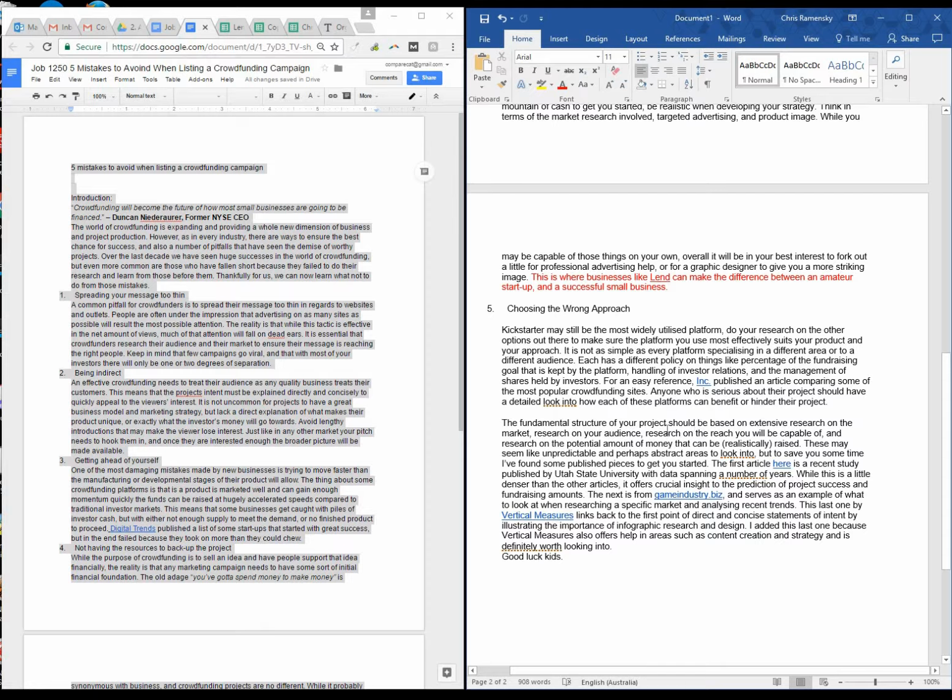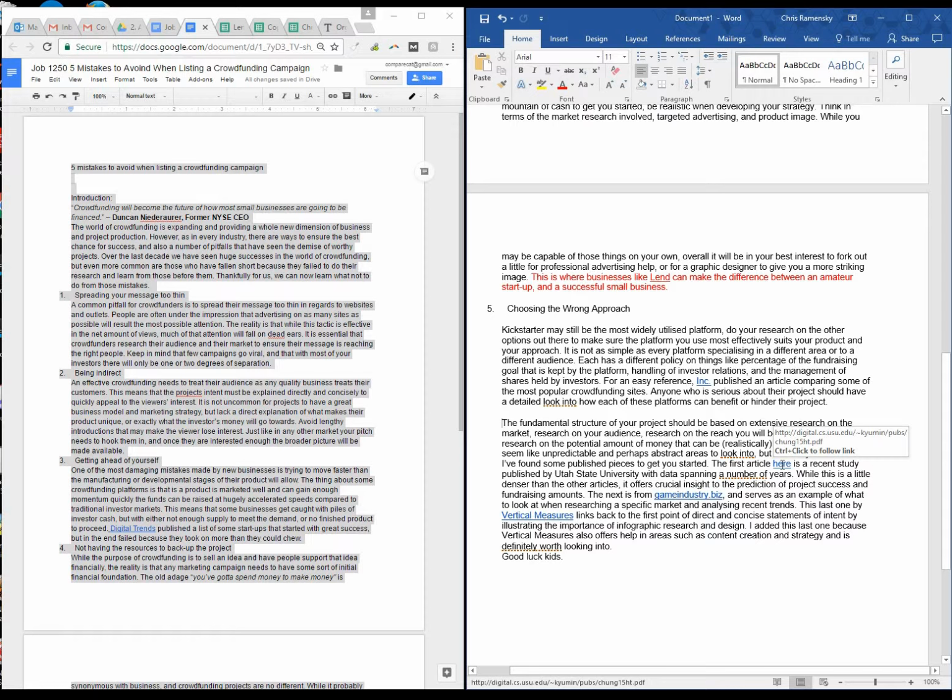The fundamental structure of your project should be based on extensive research on the market, research on your audience, research on the reach you'll be capable of, and research on the potential amount of money that can be realistically raised. These may seem like unpredictable and perhaps abstract areas to look into, but to save time and money, I've found some published pieces to get you started.